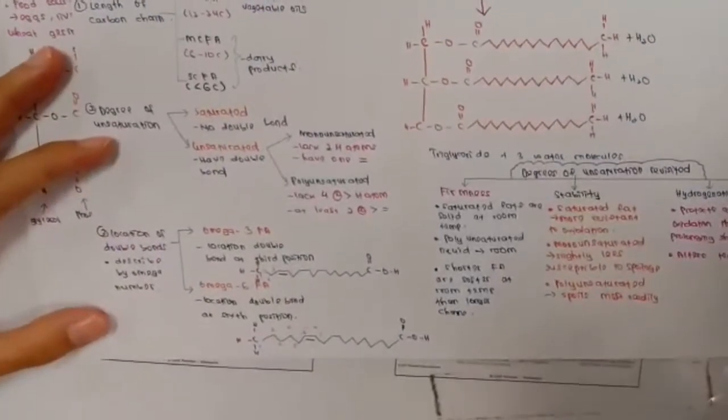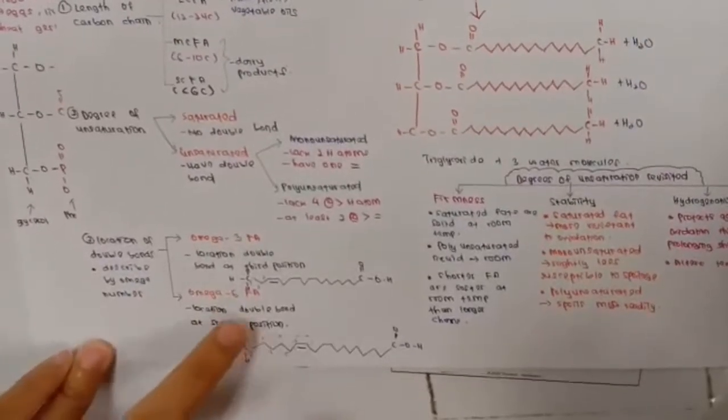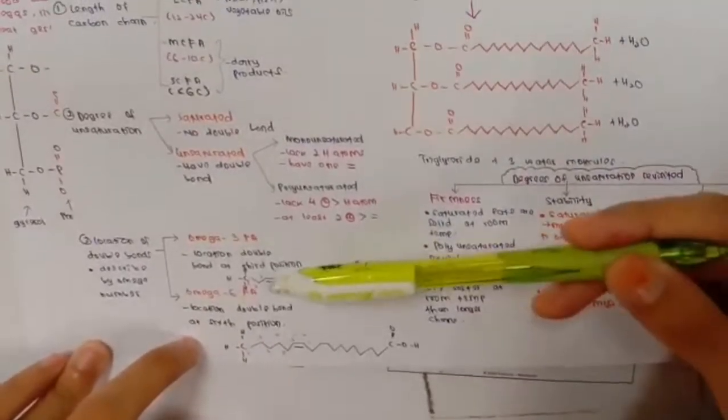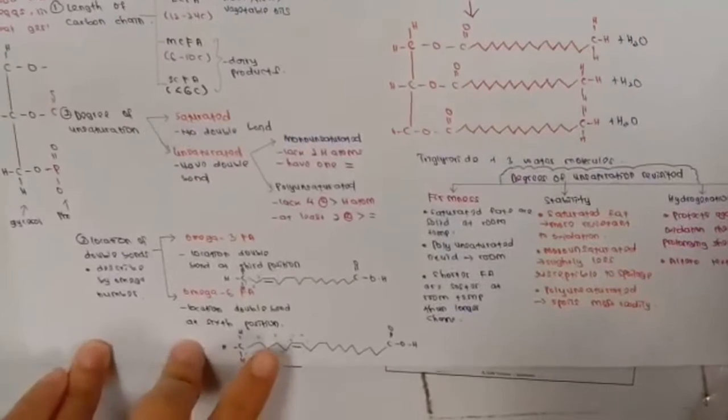Third, the location of double bonds. This is described by the omega number. There are 2 types: omega 3 fatty acid, which has the double bond at the third position, and omega 6 fatty acid, which has the double bond at the sixth position. Next, for the glycerol.